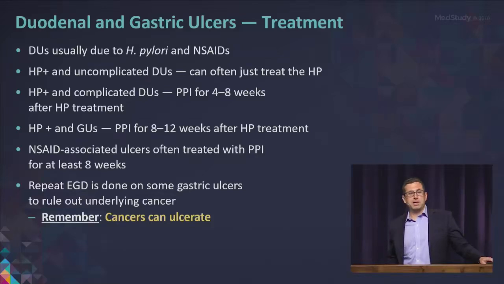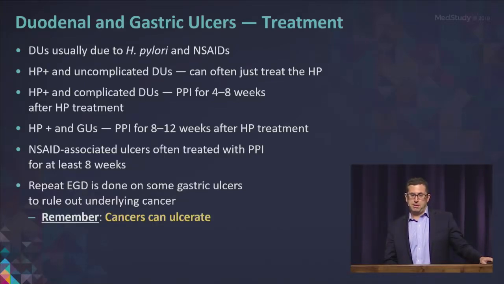If you have H. pylori and a complicated duodenal ulcer, for example, if there's a duodenal stricture, bleeding, etc., you're really going to want to put the patient on PPI for about 1 to 2 months after the H. pylori has been eradicated. If you have H. pylori and a gastric ulcer, generally you do want to treat with PPI for about 2 to 3 months after the H.